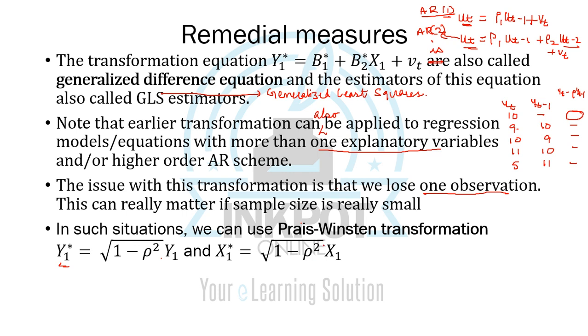We don't need to take a first difference of yt and yt minus 1 that we did in the previous slide. All you have to do is plug this expression over here, and likewise for x1 star, plug this expression over here, retain this beta 1 star, and then go on to estimate this model by OLS. In such a situation, you won't lose the observation that you would lose in the generalized difference equation transformation.